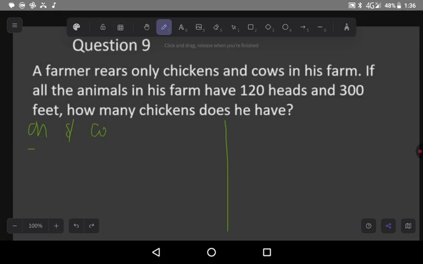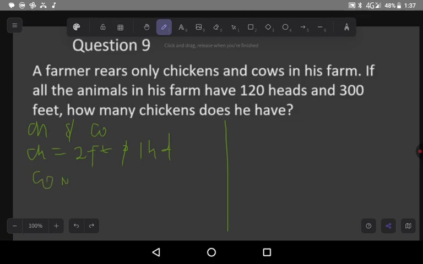Now let's use chicken for instance. How many feet does a chicken have? 2 feet, right? Good. And 1 head. One head. So let's do cow now.